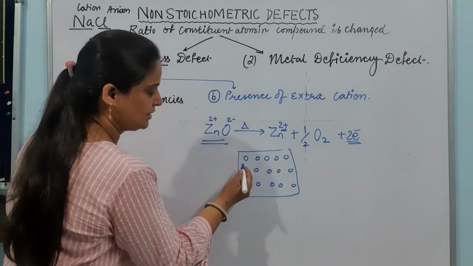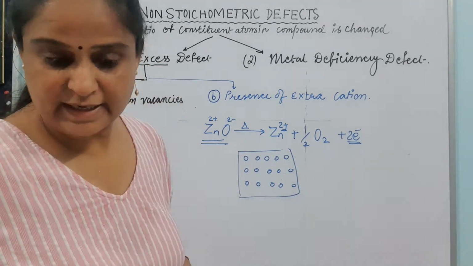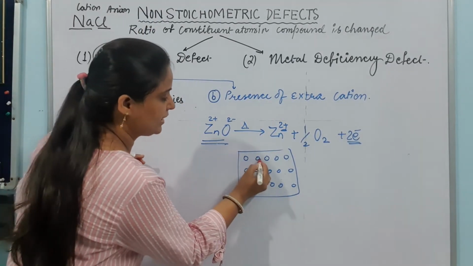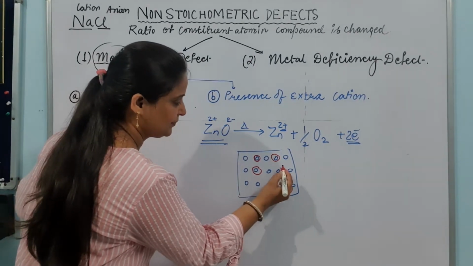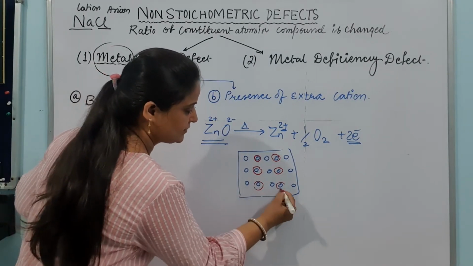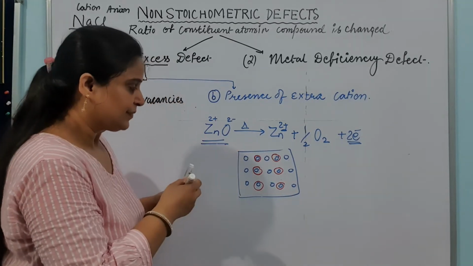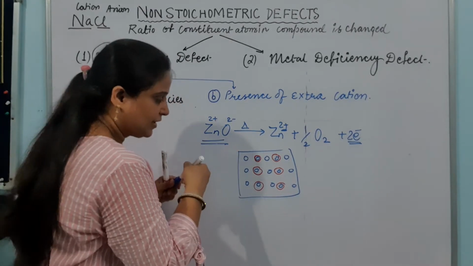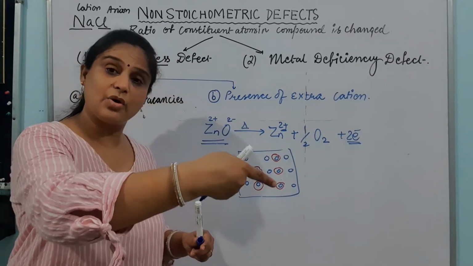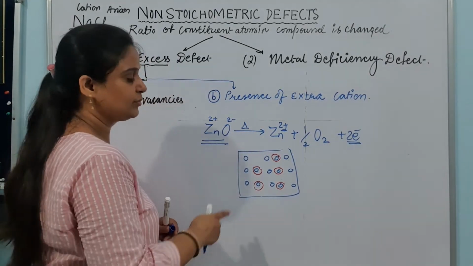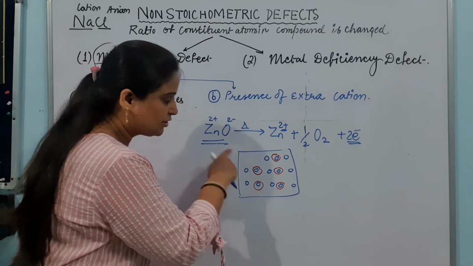This was the crystal where your zinc and chloride ion are. I can draw it like this. Sorry, not chloride, oxide, okay? These were the oxide. This is the bigger one. Now what has happened here? One oxide is removed, just because oxide is converted into oxygen gas. So one oxide is removed, and one zinc is converted into Zn+2.